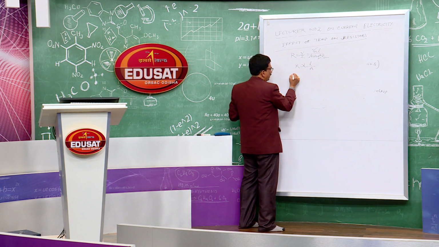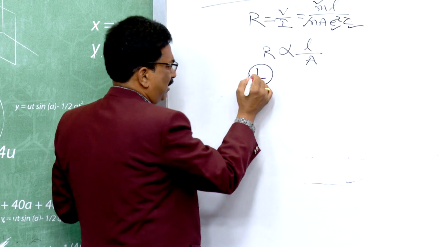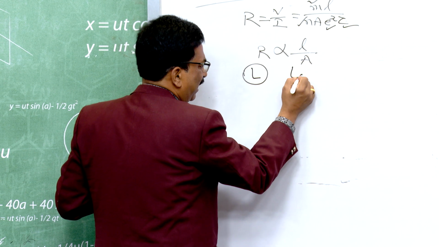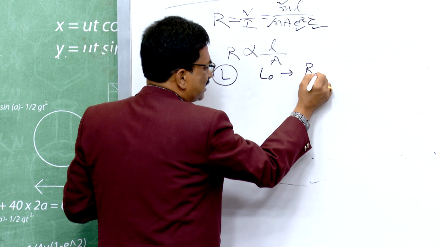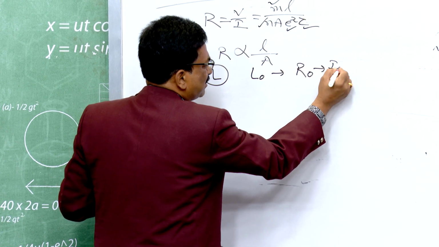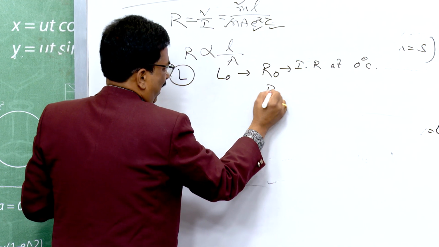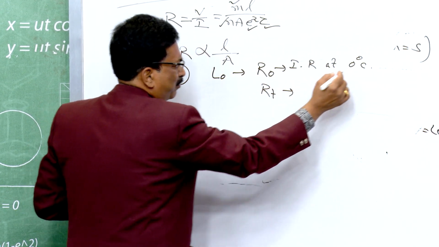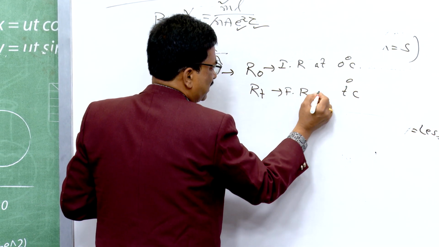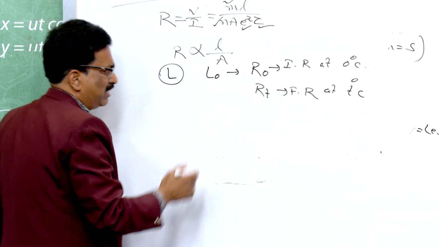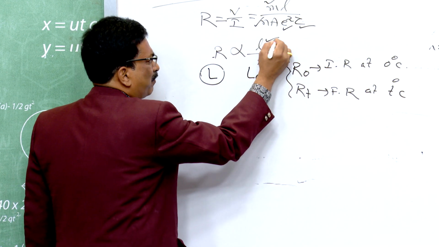So, for a conductor of length L, and we supply temperature, suppose the initial length is L0, with the initial resistance R0 at 0 degree Celsius, and we supply the temperature up to T degree Celsius. So this is equal to the final resistance at T degree Celsius. These two are its resistance values, because resistance is proportional to L.